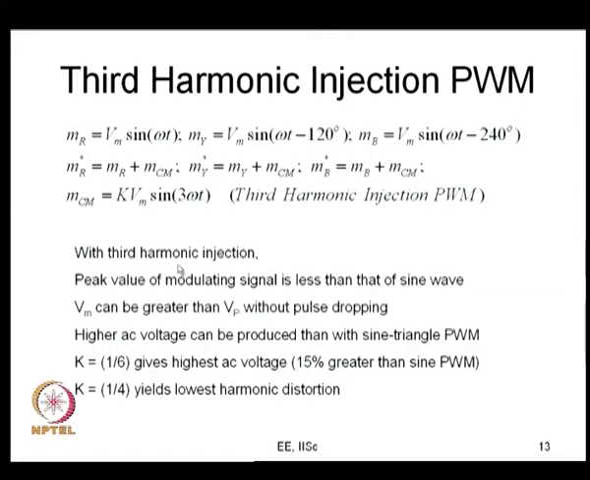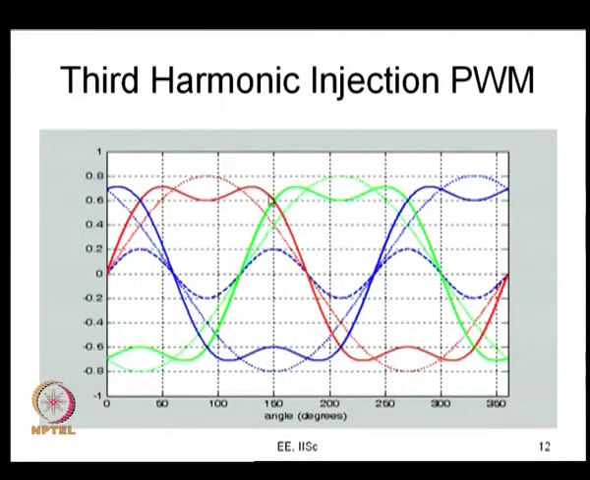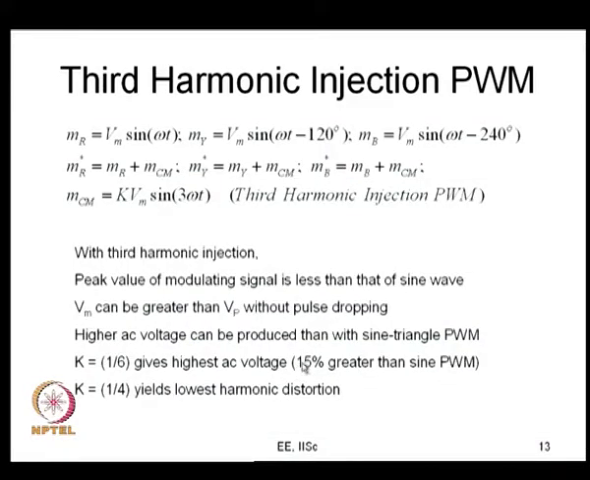So, with third harmonic injection, as we just saw, the peak value of the modulating signal is less than that of the sine wave. So, it leads to the possibility that this Vm, that is the peak value of the sine wave, can be greater than Vp without pulse dropping. By pulse dropping, what I mean is, the value of MR star exceeding Vp or going below minus Vp. So, if you look at the previous case, with this MR star peak value being less than plus Vp or minus Vp, the highest value of Vm that you can get is greater than Vp. In fact, that value will be equal to 2 by root 3 times Vp when you take k equal to 1 by 6 now.